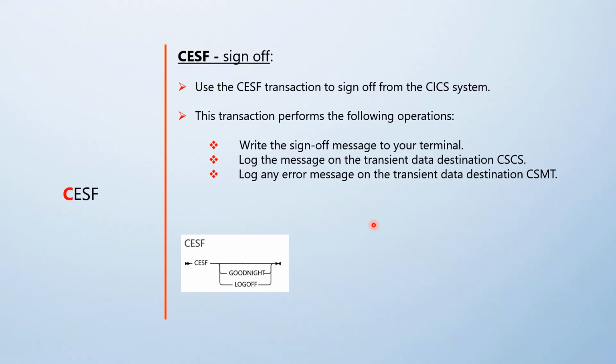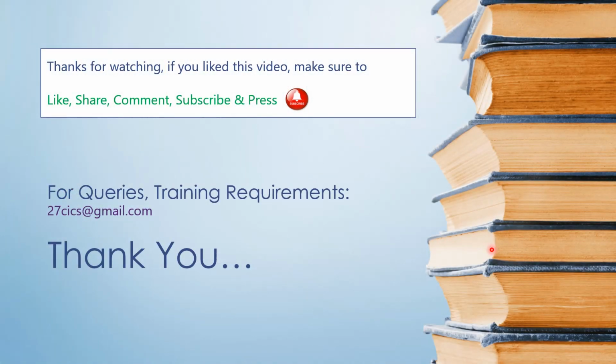A message is also written to a TDQ called CSCS. In case there is any error when you are logging off, those messages are written to another TDQ called CSMT, which you can refer to later to see exactly what happened, like why the sign off failed, and fix the issue. Okay, so that's it related to the topic.